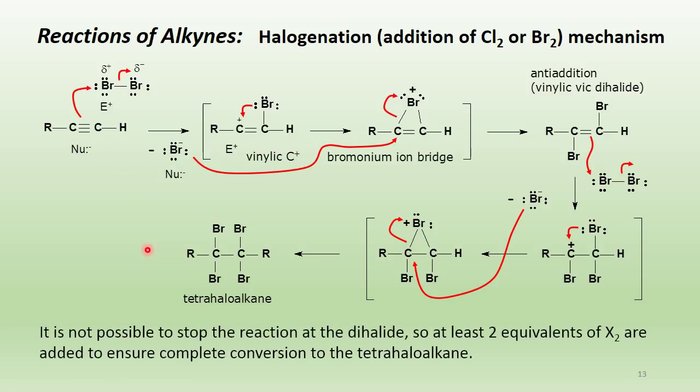Now, unlike what we saw with hydrogenation and hydrohalogenation, in the case of halogenation, it is not possible to stop the reaction at the dihalide. It keeps reacting. And so at least two equivalents of halogen are added to ensure complete conversion to the tetrahaloalkane. In other words, there's no way to stop this reaction at the vinylic Vic dihalide.